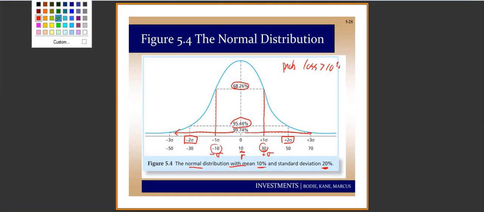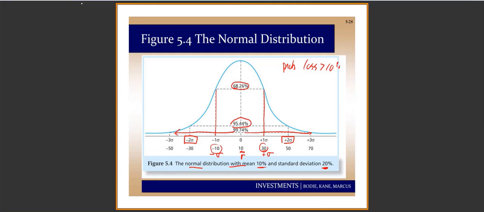What is the probability of a loss greater than 10%? Well, let's do that. Here's 10% right here, a negative 10%. And we know that from this point to this point is approximately 68%. I'm just going to approximately do this. So if about 68% is within one standard deviation, and there's 100% under the curve, then there's about 32% that lies outside of that. If 68 is within that range, then 32% is not in that range.